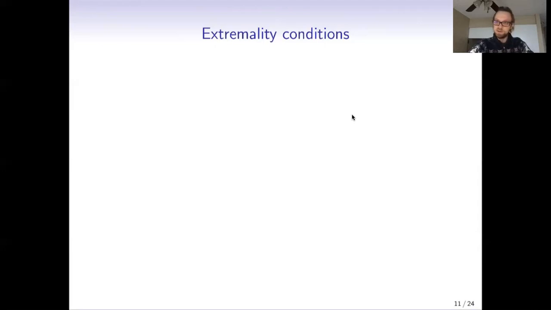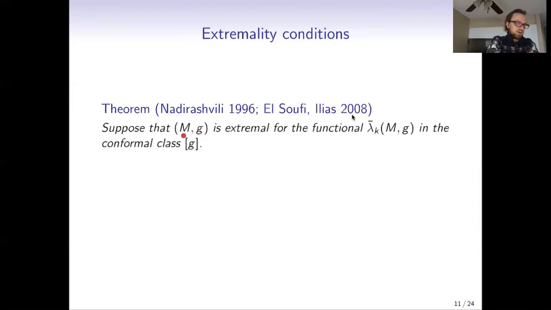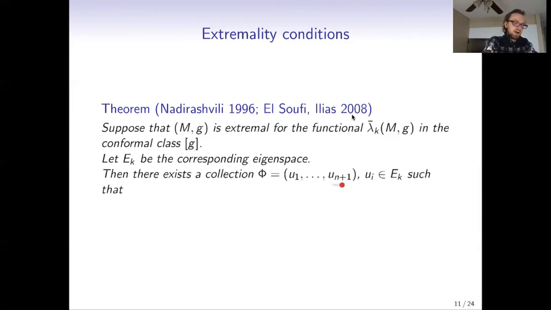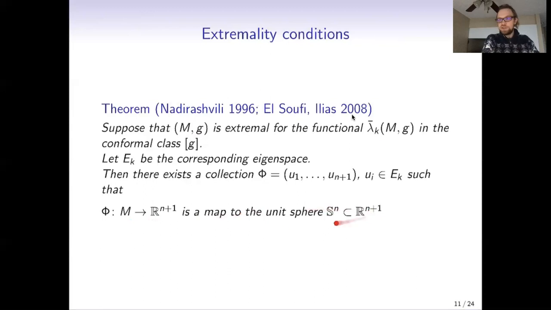So let me just state the result that you get. Suppose we have an extremal metric for this normalized functional in a fixed conformal class. I only allow the metric to vary inside this conformal class. I take the corresponding eigenspace. It turns out that you can find a collection of eigenfunctions with the same eigenvalue lambda k, such that it forms a map to a unit sphere. So pointwise, the sum of squares of eigenfunctions is equal to 1. This is another very strong condition; in particular, it implies that the eigenspace has to be multiple.